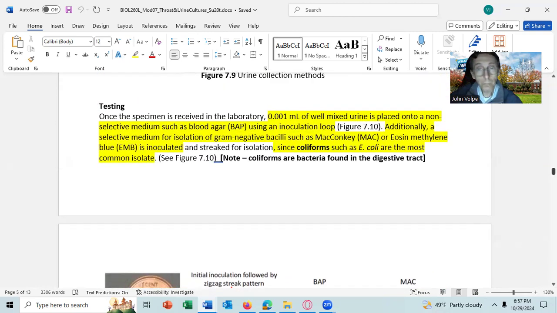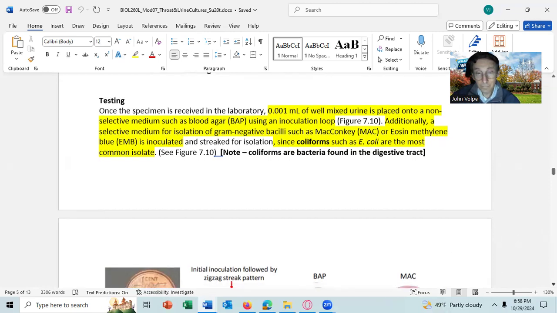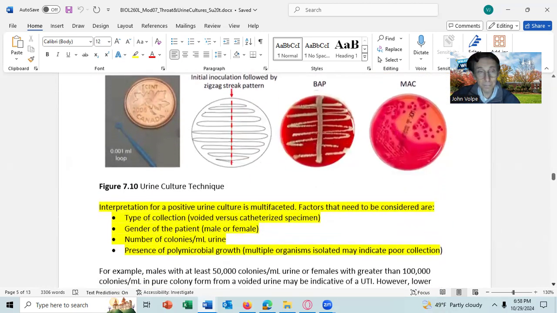The number one bacteria growing in a urine culture is, of course, a coliform, such as E. coli. It's called a coliform. This is a bacteria that tends to be in the colon, such as E. coli, and they're the most common isolates. But you can get other bacteria in the urine culture, and that's why we also grow it on blood agar.